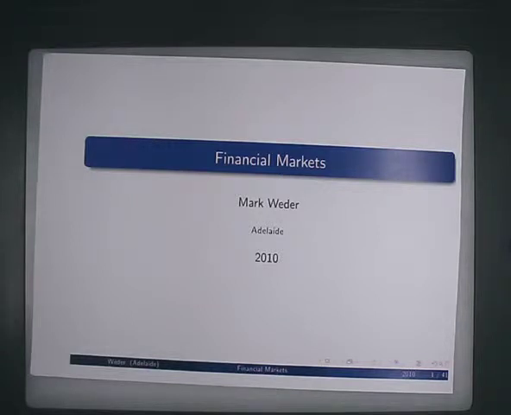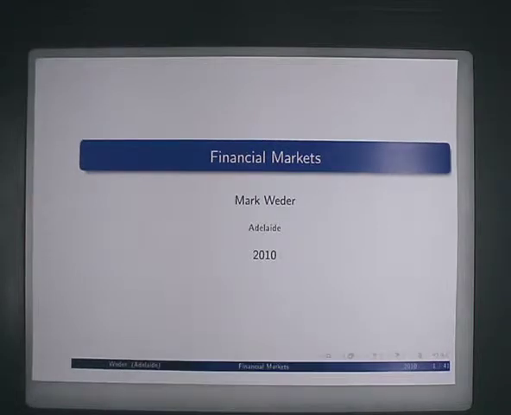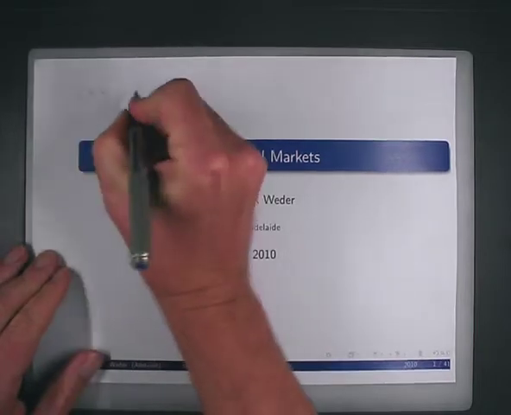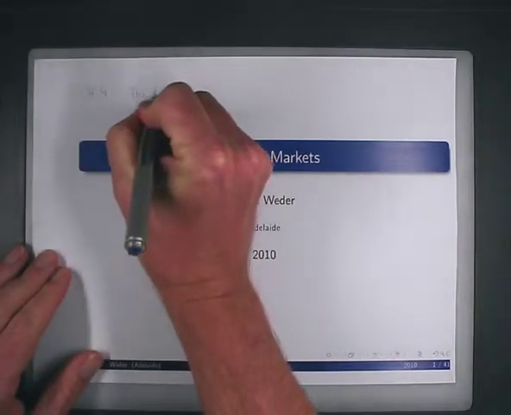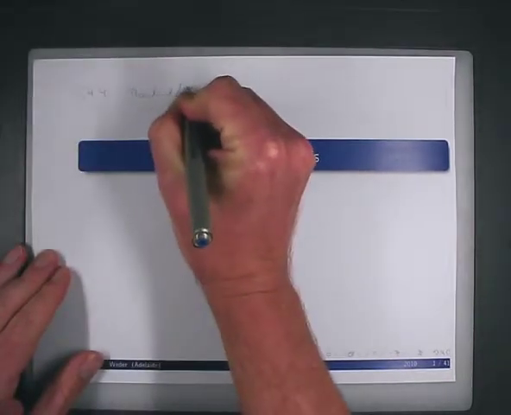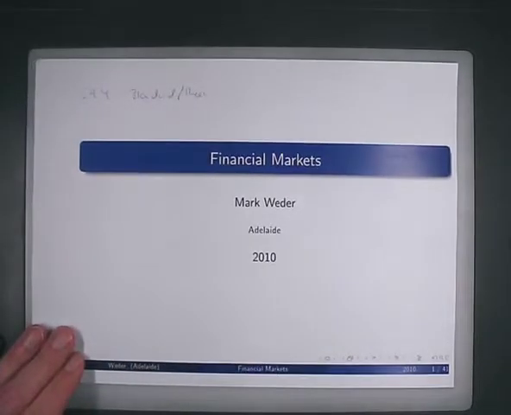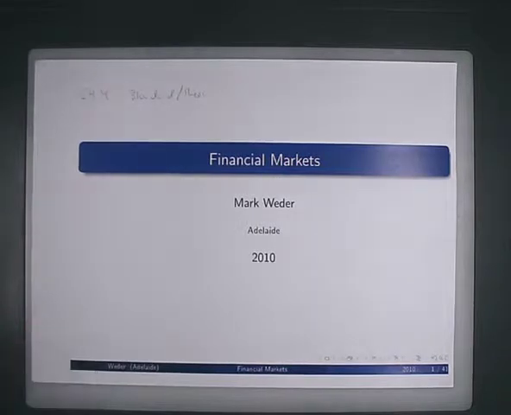Okay. Let's continue with the next chapter. So that's chapter 4. And Longshan and Sheen. So that's the next step I'm going to cover here.